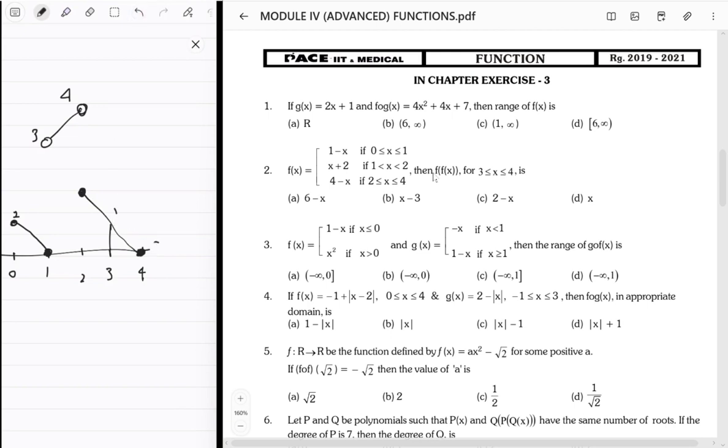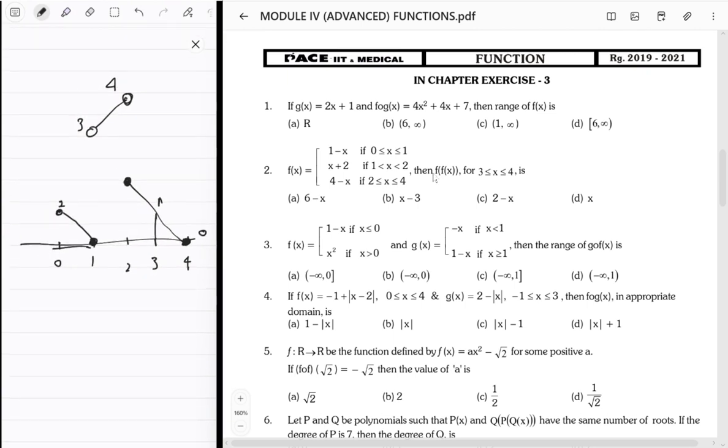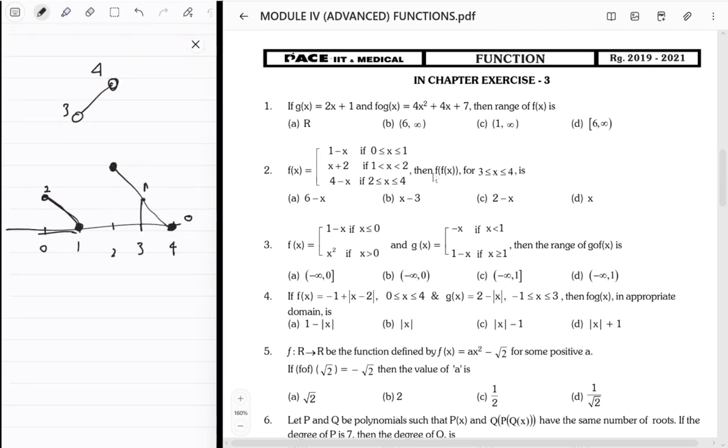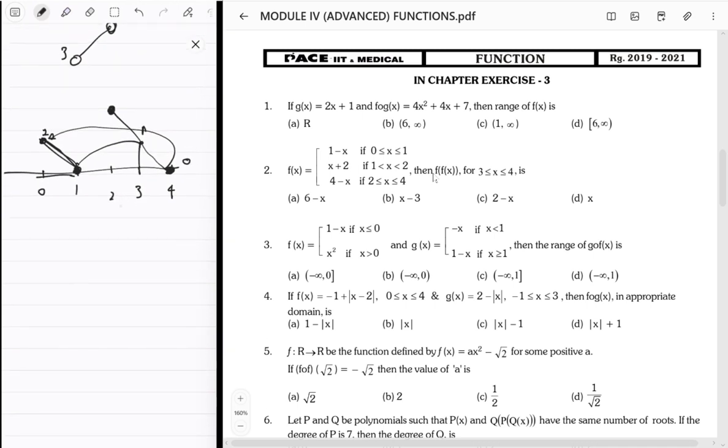So at 1, what's the thing? Okay, just look at this, guys. Root of 1 is what this will be. So this is mapped to this, and that's mapped to that, and then it's linearly increasing. So this is the graph, basically.